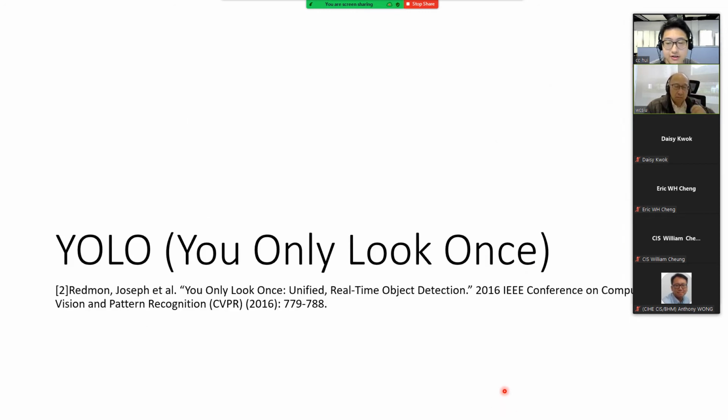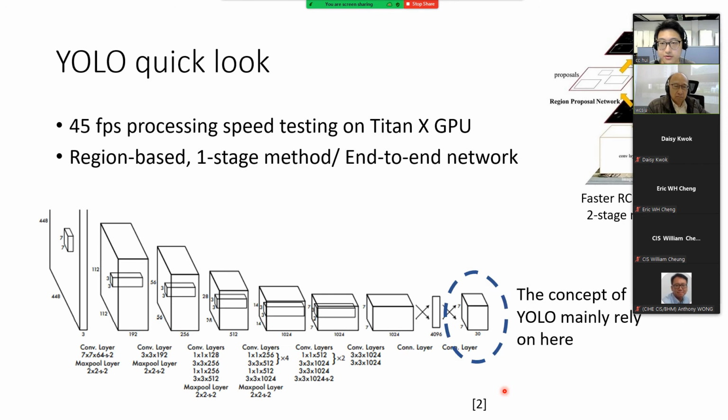But now let's talk about another model, which is YOLO. You Only Look Once, which is popular or famous because of its fast processing. In their testing on the Titan X GPU, YOLO has about 45 FPS processing speed, which is quite fast. It is actually what is called a region-based, one-stage method. So what does it mean? Fast R-CNN, as we talked about, is a two-stage model.